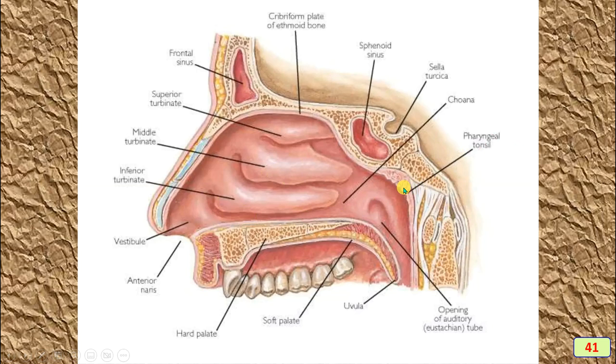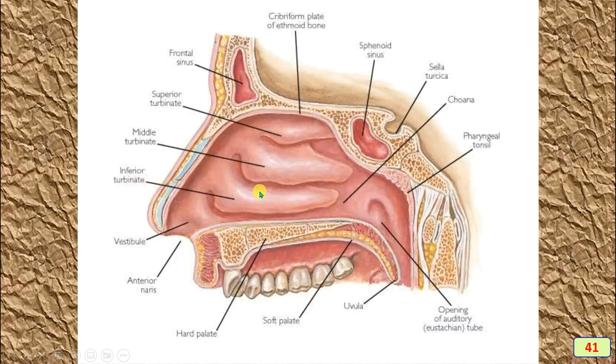Then this is called the tonsil, where whenever the animal or the human being is suffering from an upper respiratory tract infection, this area gets erythematous. Then there is the opening of the respiratory system, then the soft palate will be present, and this is the anterior nares, and the entire thing is called the vestibule.